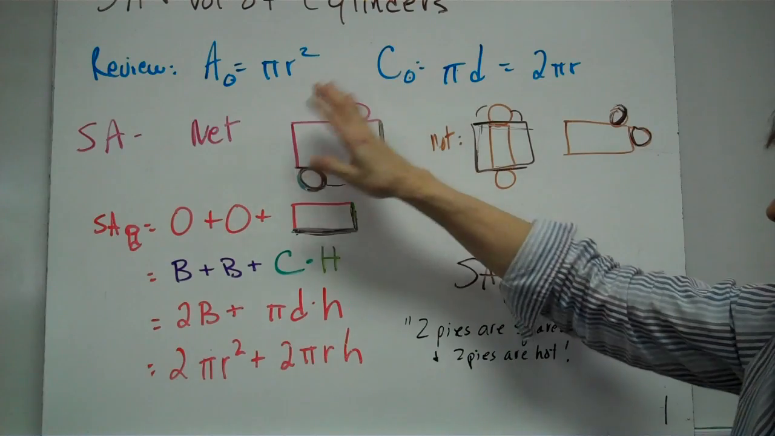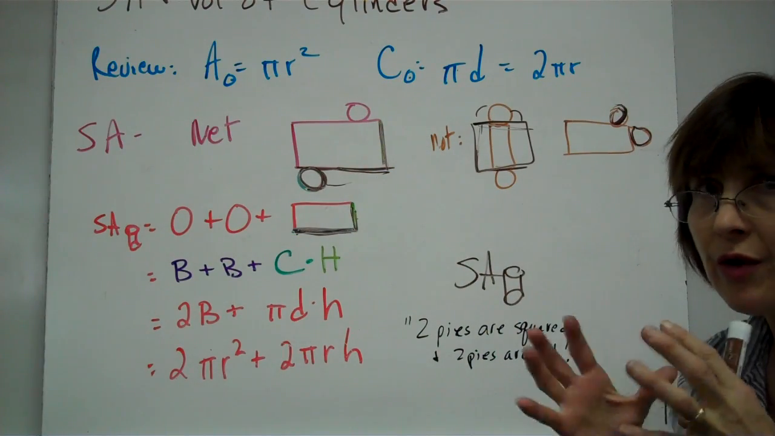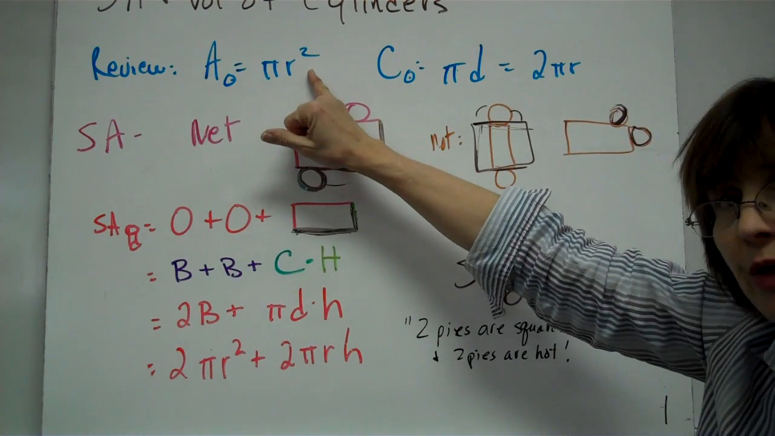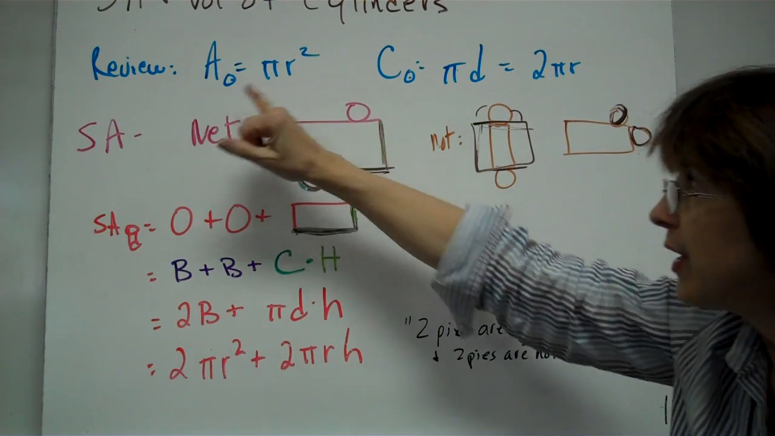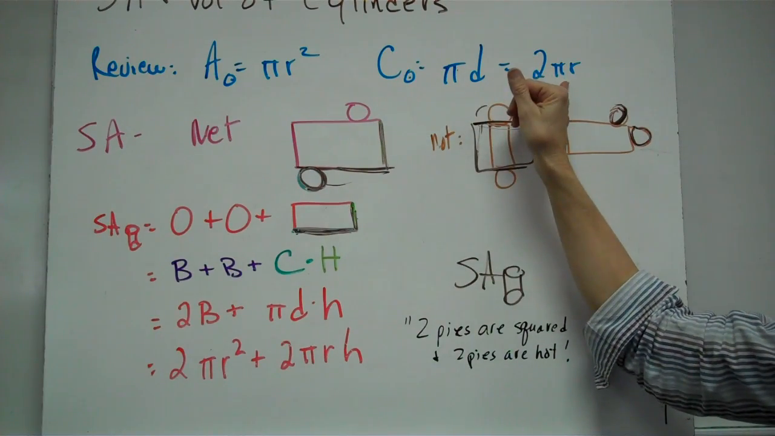One way to remember and keep them separate is that area is always measured in square centimeters, square inches, square units. So that's why you have to have the r squared. So the r squared is with the area. You don't have any squared terms with circumference, either pi times d or 2 pi r.